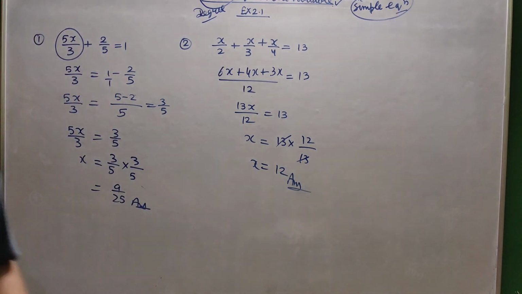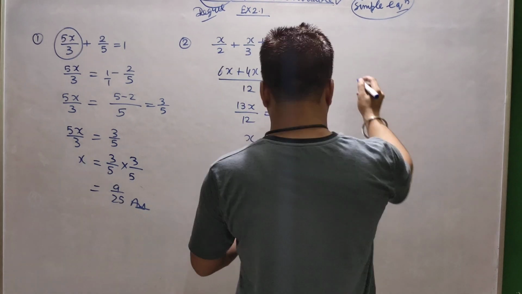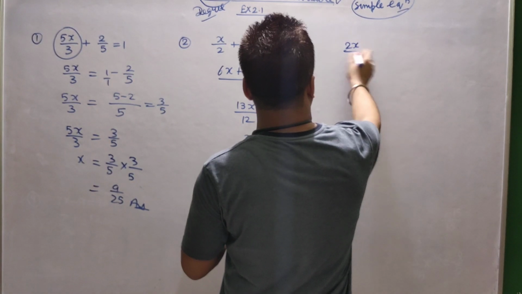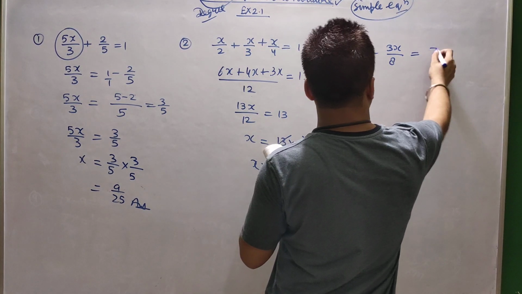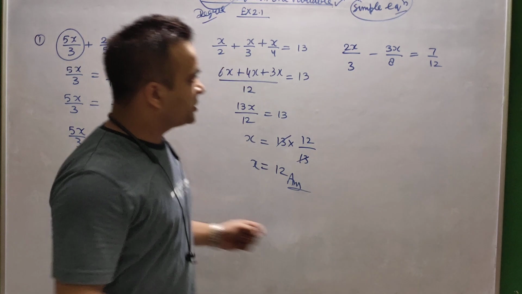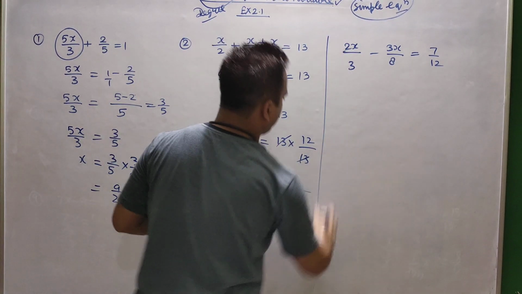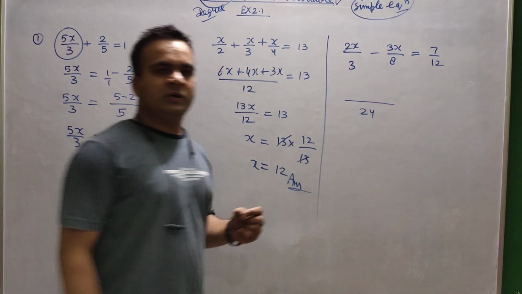Right. Okay. I am giving you one more question here. This is 2x upon 3, minus 3x upon 8, and it is 7 upon 12. Okay. We will try this one. Again the same situation is coming. First of all we will find the LCM. What is the LCM? 24.